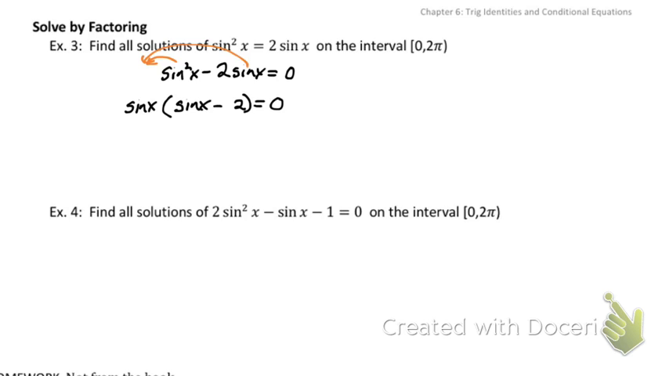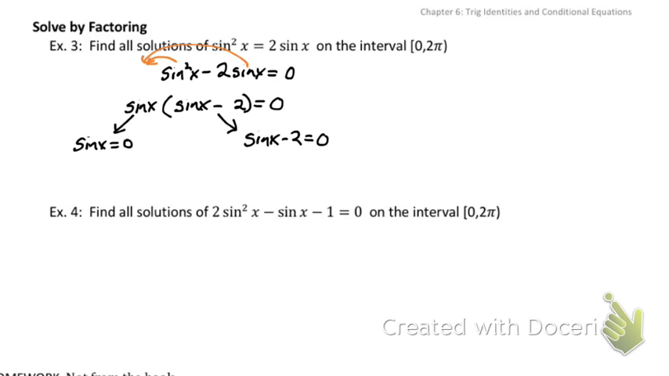Now I have what's called the zero product property. The zero product property says if you have something times something equaling 0, either this something equals 0, or this something equals 0, or they both equal 0. So I have to come up with what values will make this part 0 and what values will make this part 0. So I usually just kind of branch them out. I say, okay, either sine of x equals 0, or sine of x minus 2 equals 0. And now we're looking for x values that make this true, and x values that make this true. So the first one is sine x equals 0.